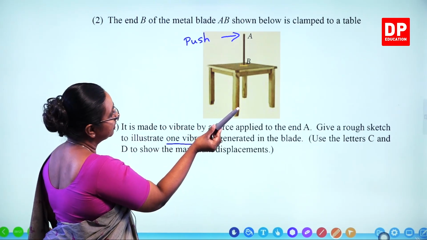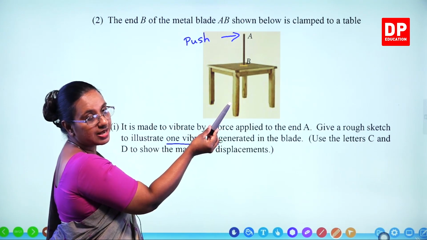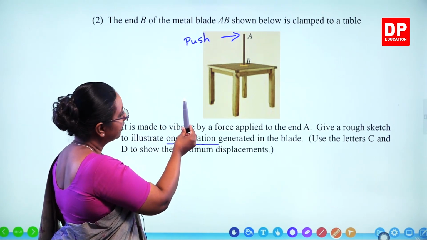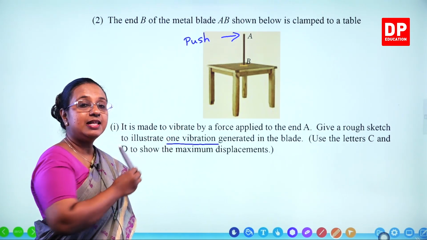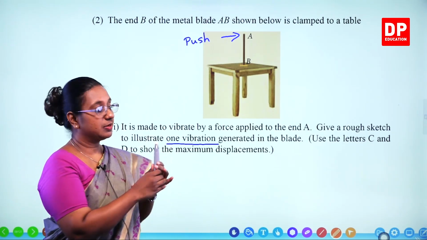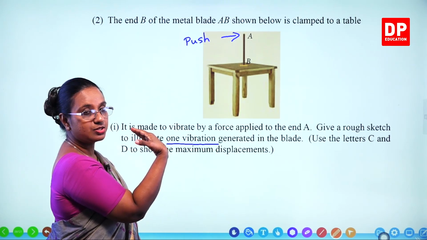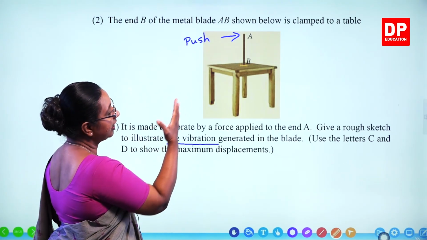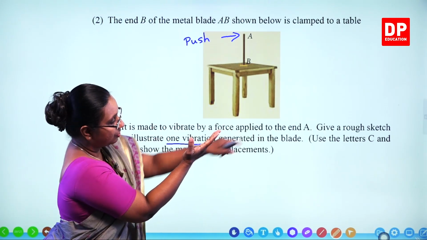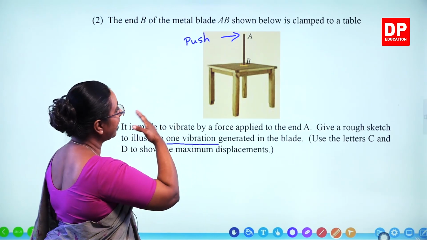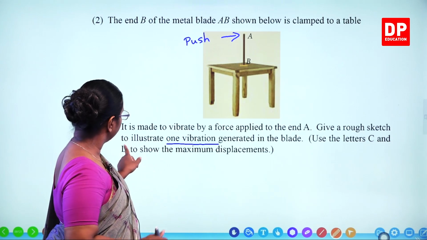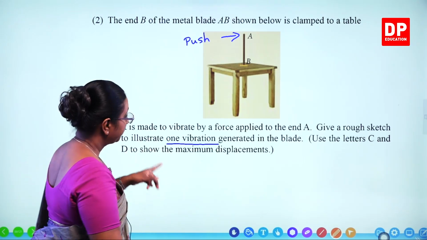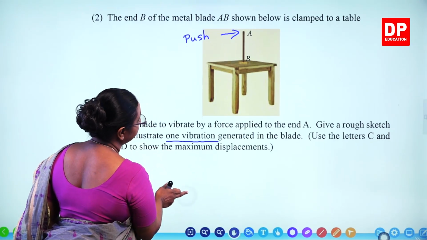The metal blade will move to one side. Since we are pushing it that way, it will go there, come to the same point, but it will move towards the other side. And there also you will see the displacement. If it's here, going that way, coming this way, both the displacements will be the same. So start at A, go to that point, let's say that is denoted as C, come back to A and again to D and come back to A will be one full cycle. That is one full vibration. We have to sketch that here.